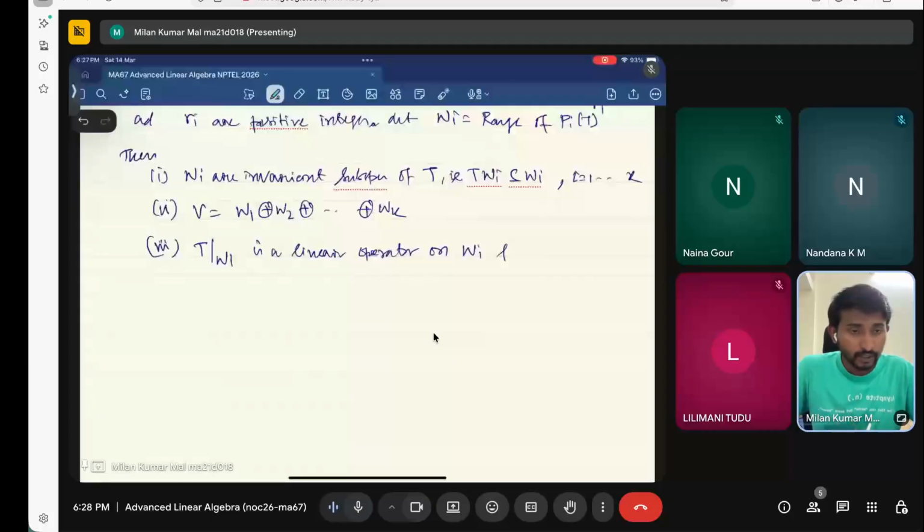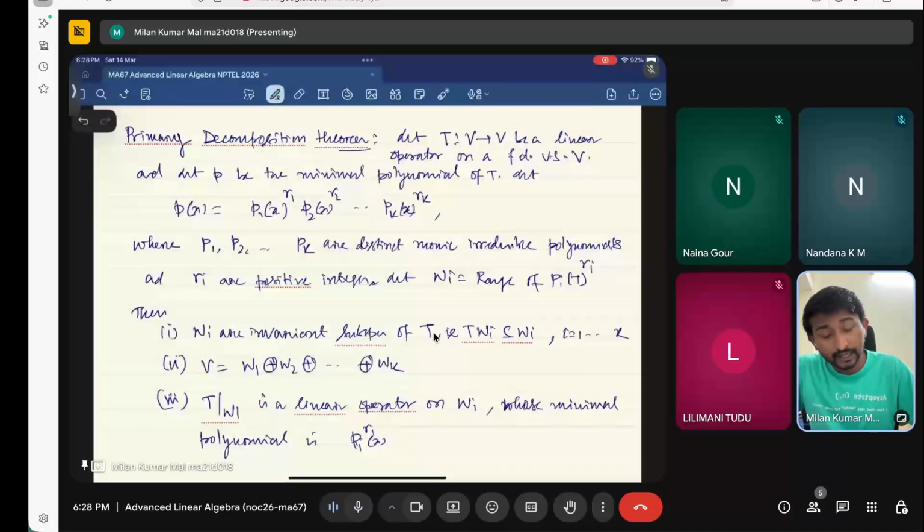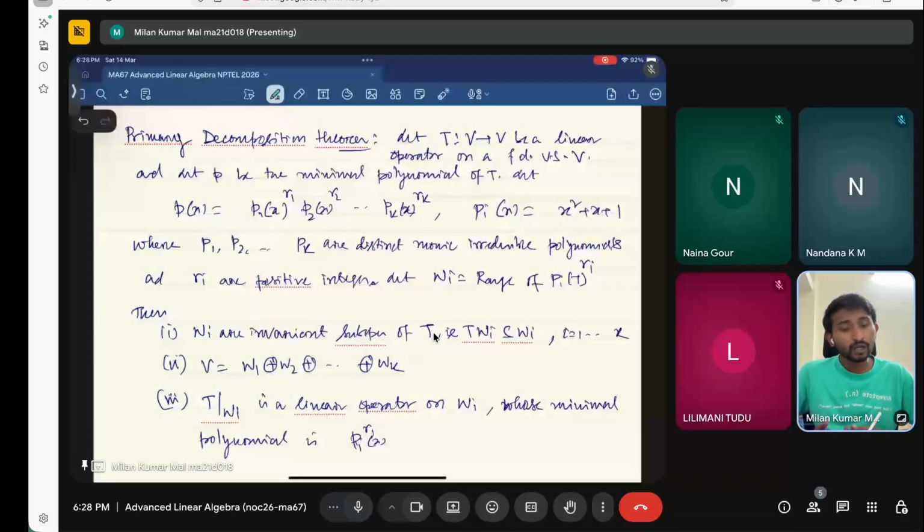V is a finite dimensional vector space, T is a linear operator on V, and P is the minimal polynomial. P is a polynomial, so you can decompose it into its irreducible polynomials, where each Pi is irreducible. That does not guarantee that Pi(x) is necessarily x minus ci. It can be of this form, but it can also be something like x square plus x plus 1, because this is not decomposable. This is an irreducible polynomial.